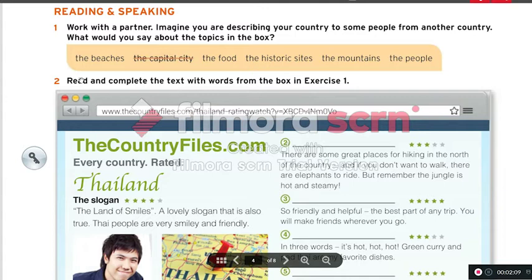So what will you tell them about the beaches, the capital city, the food, the historic sites, the mountains, the people? For example, you can say that people in Mexico are very kind, that the food is very tasty, all right? Discuss with your classmates, what would you tell them?